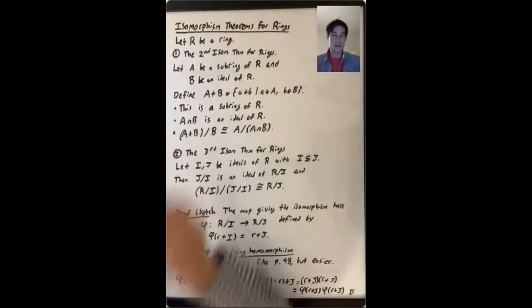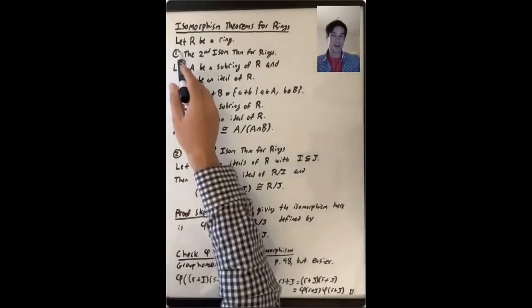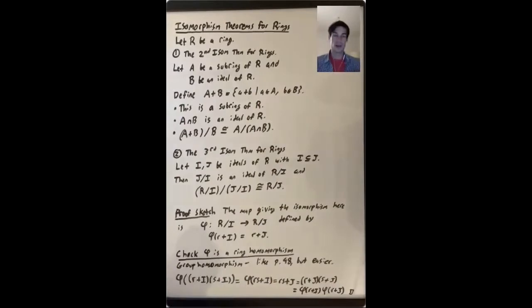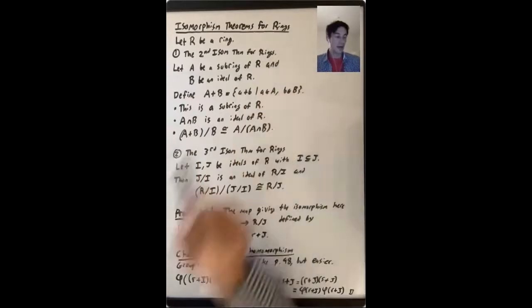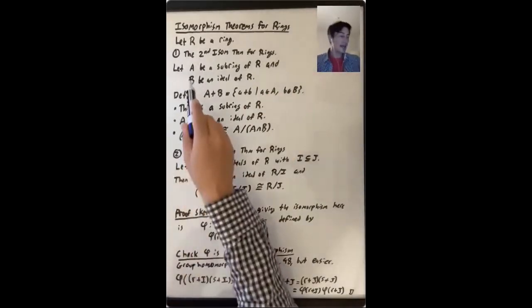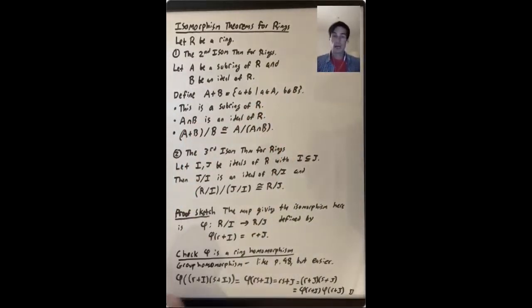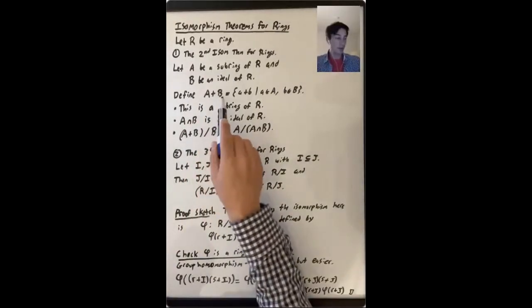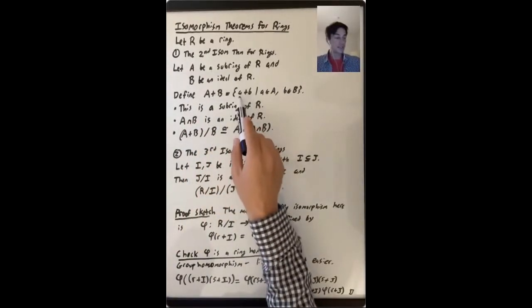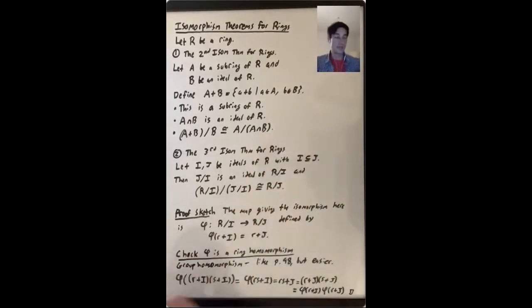So let's say R is a ring. The first statement I want to talk about is the second isomorphism theorem for rings. Remember, this is the diamond isomorphism theorem because you draw this diagram that looks like a diamond. Let's say A is a subring of R and B is an ideal of R. We're going to define this set A plus B to be the set of all things that are something in A plus something in B.